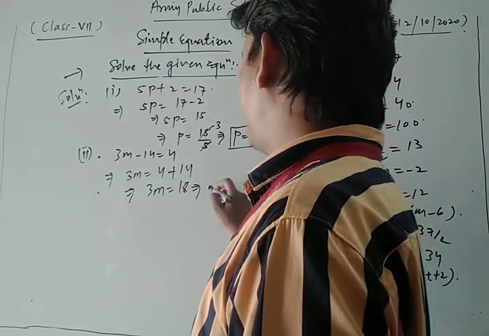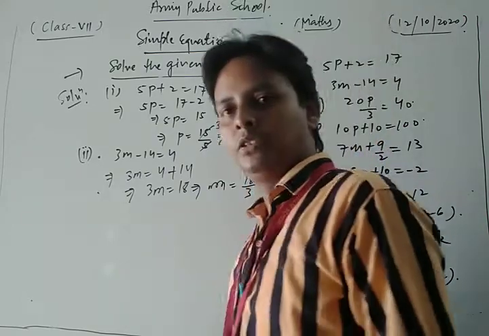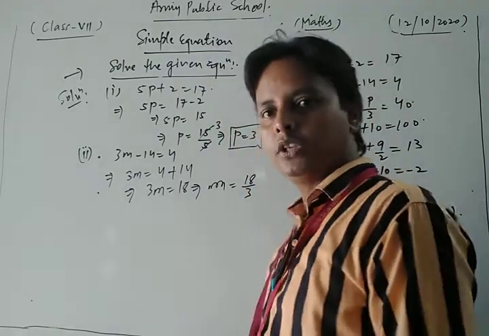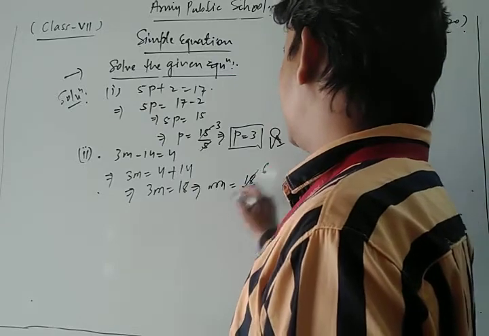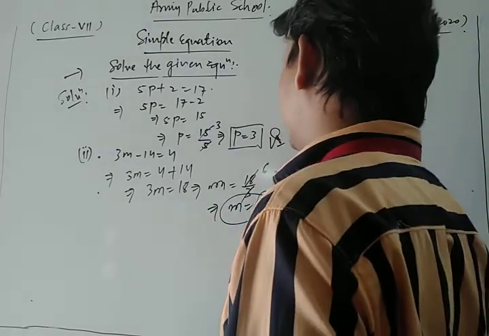Thus the value of m is equal to 18 upon 3. 3 sixes are 18. Thus the value of m is 6. This is our required answer.